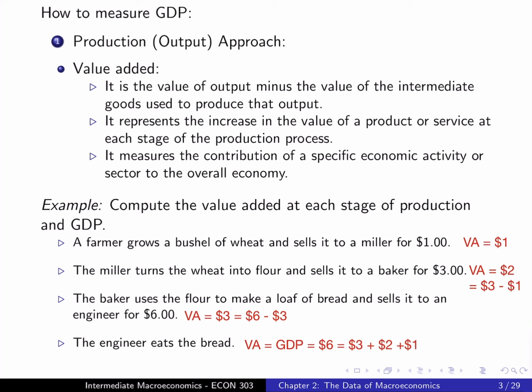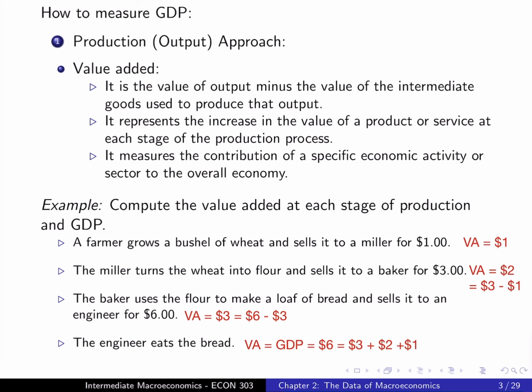The baker bakes a loaf of bread and sells it to an engineer for $6. Baker's value added is $3. That equals $6 minus $3. The engineer eats the bread, so the total value added and therefore GDP is $6. That equals $3 plus $2 plus $1. This example shows how GDP can be measured by summing the value added at each stage of production without double counting intermediate goods.